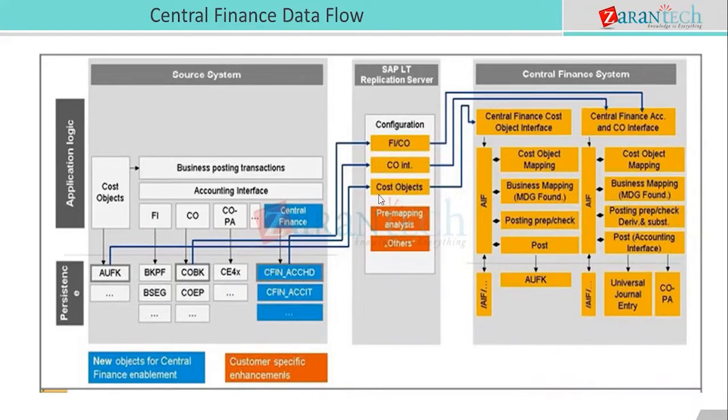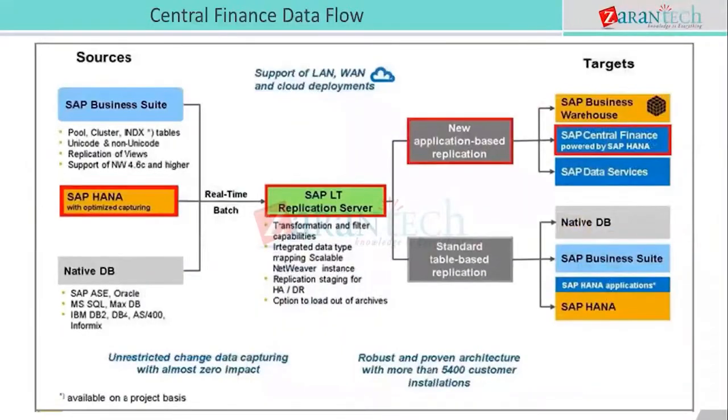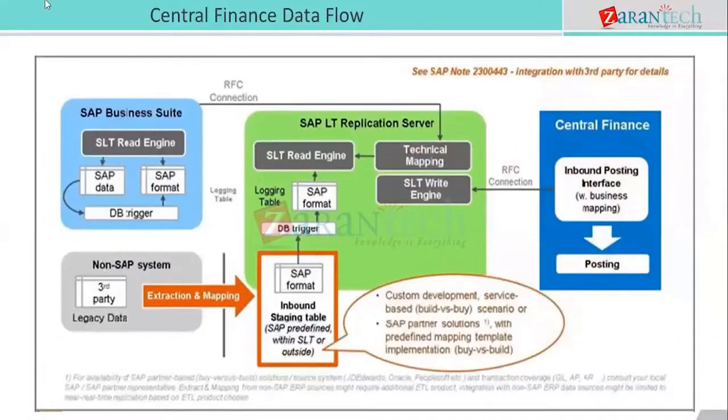In this staging area, as you see in the diagram I was showing yesterday, I showed one diagram to all of you. For SAP systems, we are interfacing with the RFC connection through the functional module, and we are replicating the data through the three accounting interfaces. As I told you, FI replication, CO replication, and the third one is cost object replication. But when you come to the non-SAP system, I can't work with the RFC connection. So I am going to do the extraction and the mapping of the data in the staging area. This is the staging area which I am going to create in the SLT. It is a separate staging area.